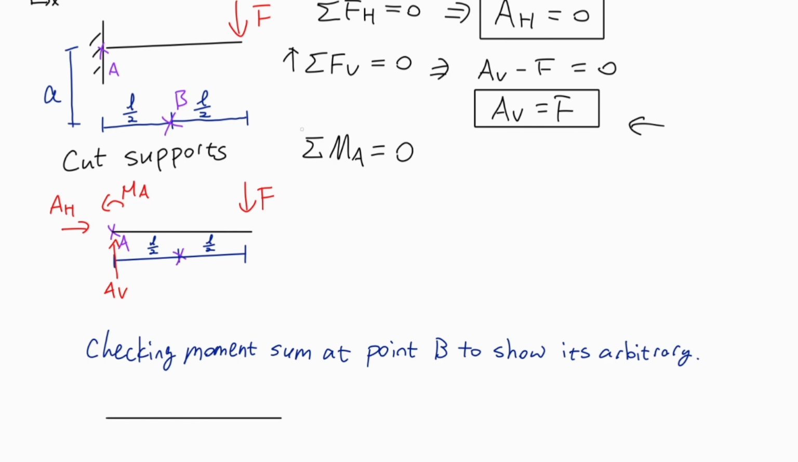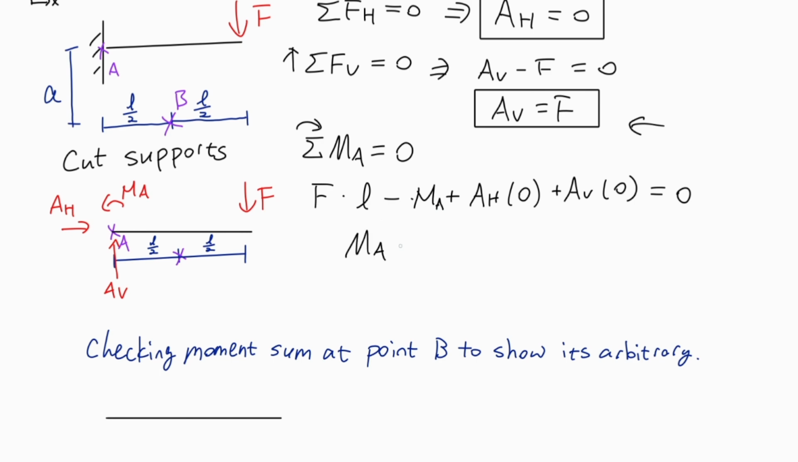I will take clockwise as positive, just for fun. So I have F times the lever arm L, this distance. This is positive because F goes down, lever arm is this side, gives me a rotation like this. Okay, so F times L, positive, minus M, and just for your sake, I will include the two A terms. AH times the lever arm of 0 plus AV times the lever arm of 0 is going to be 0, right? That means these two terms cancel, so M, let's add a subscript here, is equal to F times L.